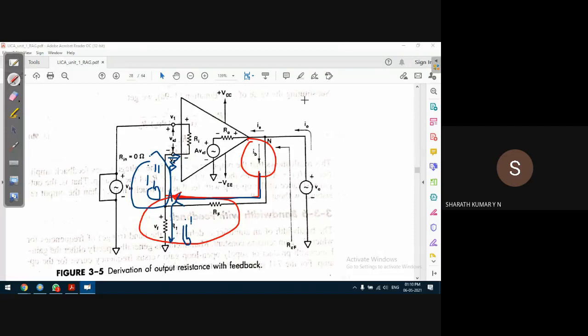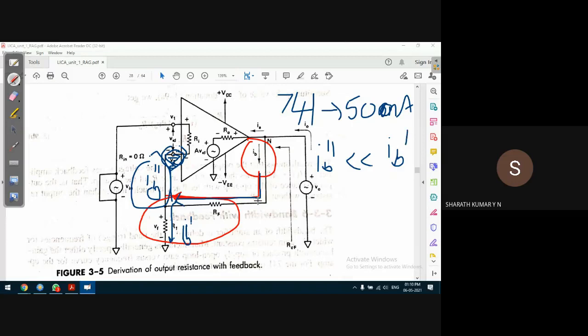In the earlier characteristics of an op amp, we understood that for a 741 op amp, the maximum input current which flows into the inverting input terminal is 500 nanoamperes. Very small. That means IB double dash is very much smaller compared to IB dash. So maximum current will flow through the series combination of RF and R1, and very small current will flow to the inverting input. Thereby we consider RF and R1 as a series connection, not parallel, based on the current flow.